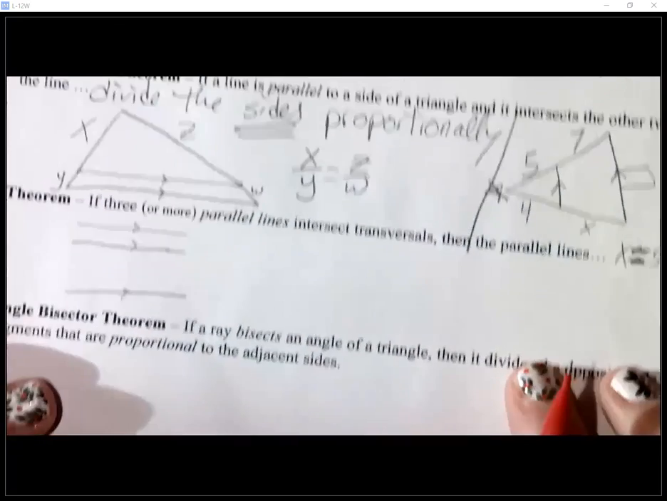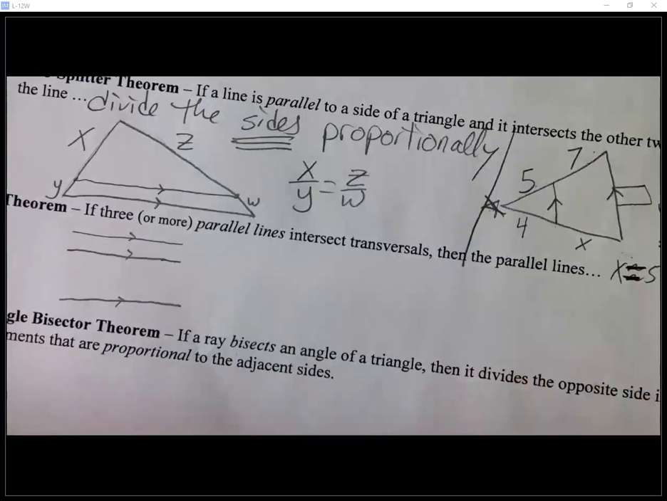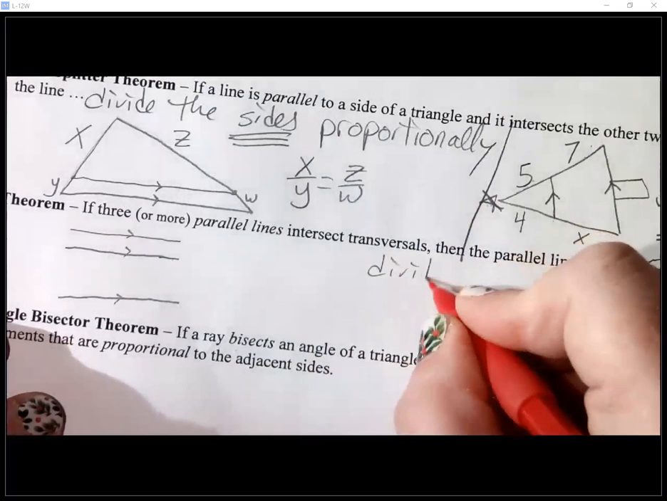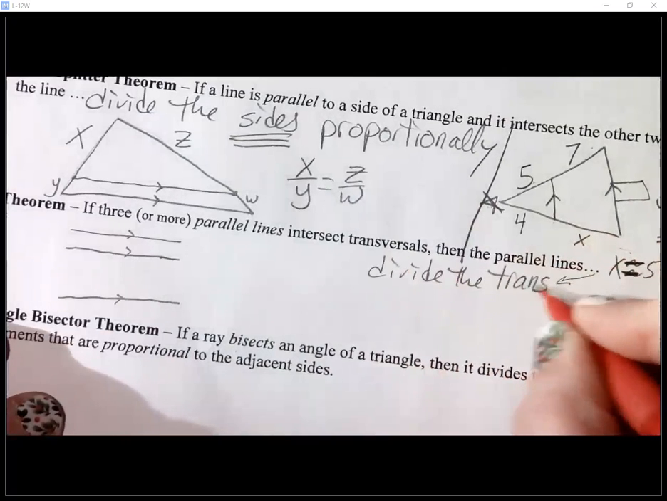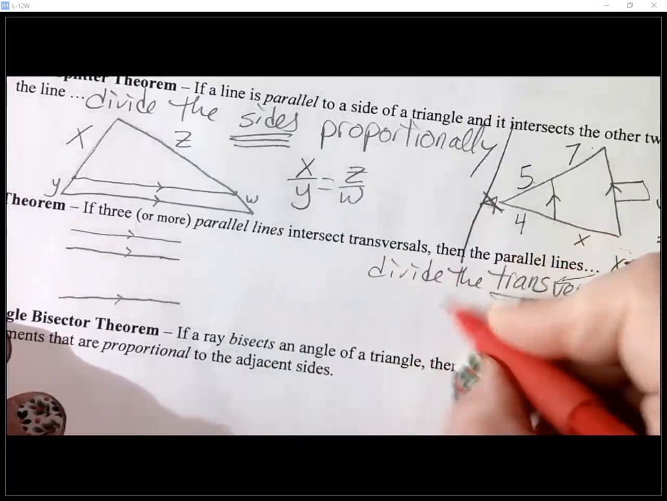All right, so this one is saying if 3 or more parallel lines intersect transversals, then the parallel lines divide the transversals, again, the transversals proportionally.